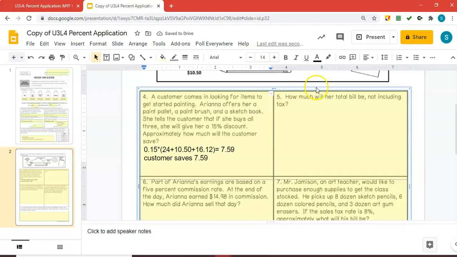All right. How much will her total be, not including tax? Well, that was the original total price minus our percent. So if we added everything up, it was $50.62 minus $7.59. And that came out to be $43.03.